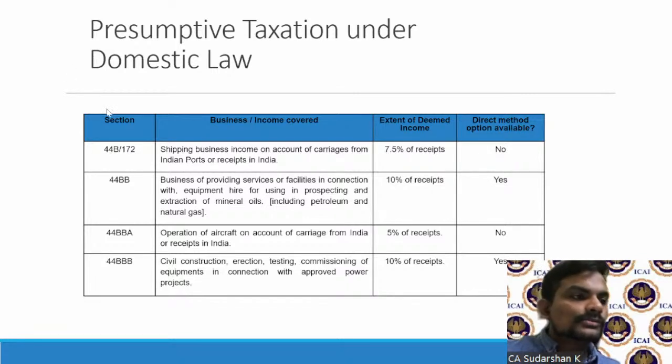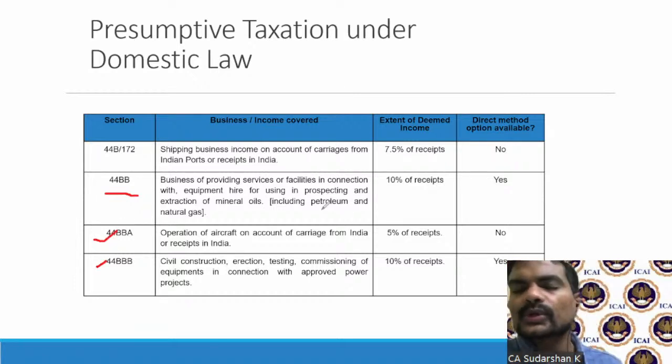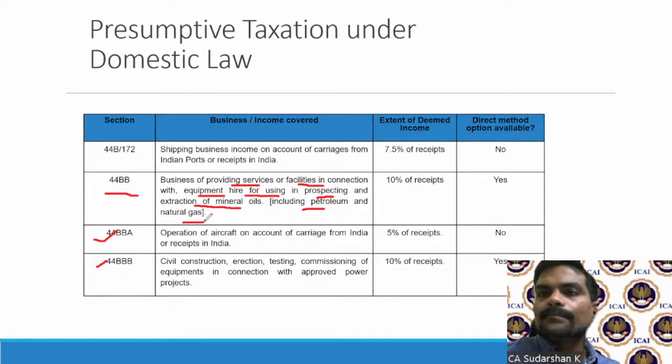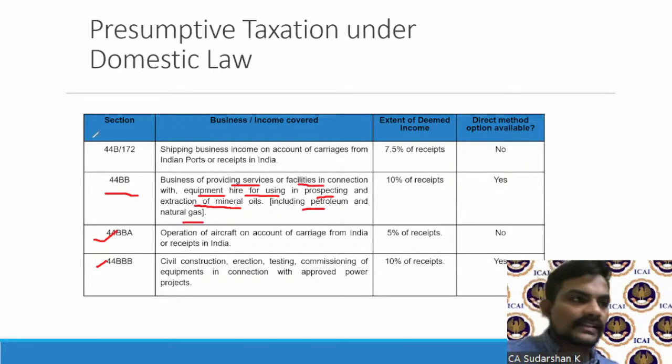Now, specifically, if you look at section 44BB, there are others like 44BBA, 44BBB. You can have a look at them. I'm not going to dwell on these things. It's there in the material as well. But I thought, let me touch 44BB because this has an overlap with royalty payments. It covers the business of providing services or facilities in connection with equipment hire for use in prospecting and extraction of mineral oils, including petroleum and natural gas. So mineral oil will include petroleum and natural gas as well. 44BB has a definition.